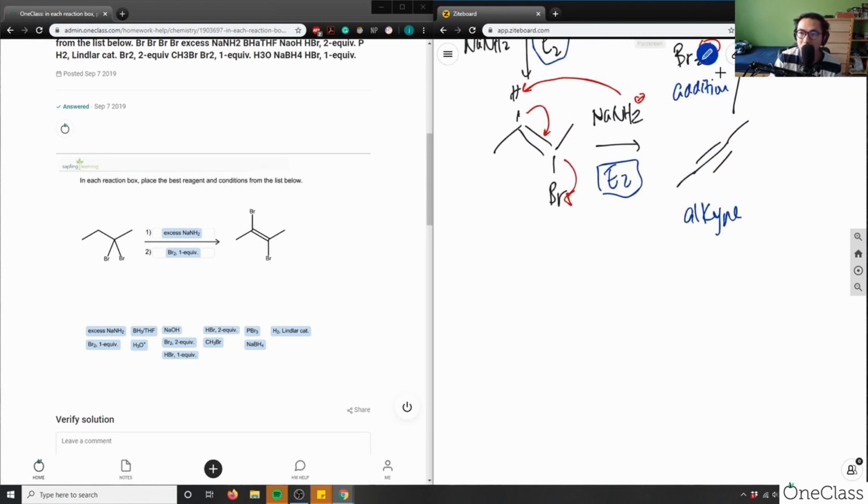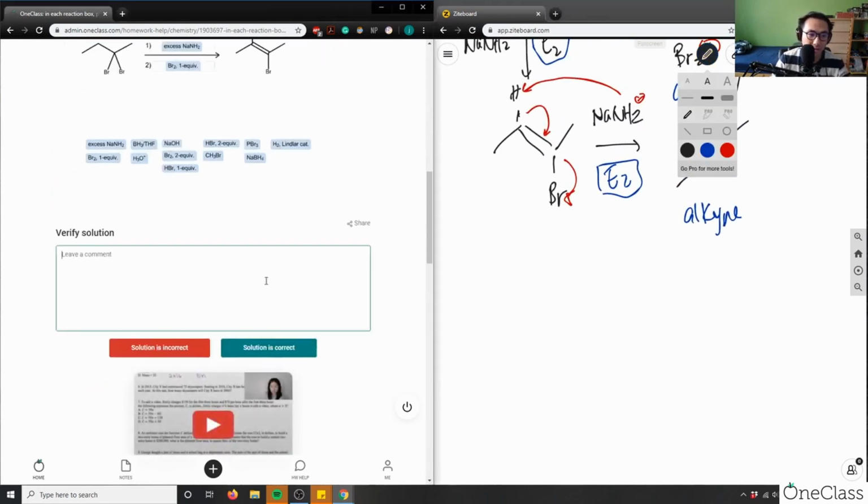So let's look at number 2. So the solution again is correct, right? So I can say here that this is a great solution, but I wish there was more. I wish you showed the mechanism behind NaNH2, the E2 elimination using sodium amide, and the addition reaction with Br2 across the triple bond. But either way, the solution is correct, right? So I'm going to say the solution is correct, and that's our number 1.